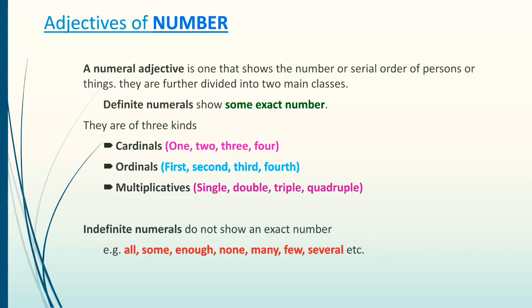1, 2, 3, 4 are the cardinals. First, second, third, fourth are the ordinals. Single, double, triple, quadruple are the multiplicatives. Indefinite numerals do not show an exact number. For example, all, some, enough, none, many, few, several.